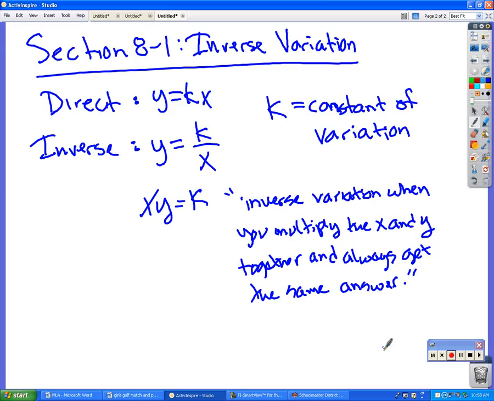Okay? I'll do an example in just a second and you'll go, oh, okay, I get it. I see what you're doing. I'm going to give you a table of values in a second of x's and y's, and I'm going to say, is this inverse variation or not? And you're going to figure it out using that little fun trick. Do you understand?